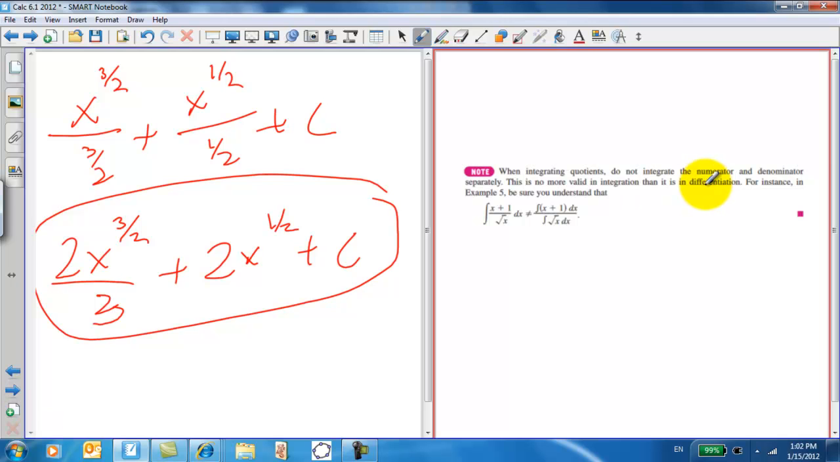Okay. And this is what I just talked about. Do not integrate the numerator and denominator separately. There is no such rule. Okay? You can't do that.